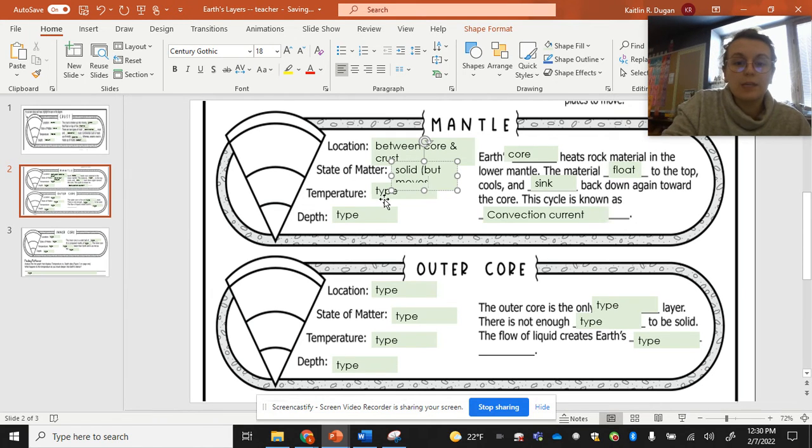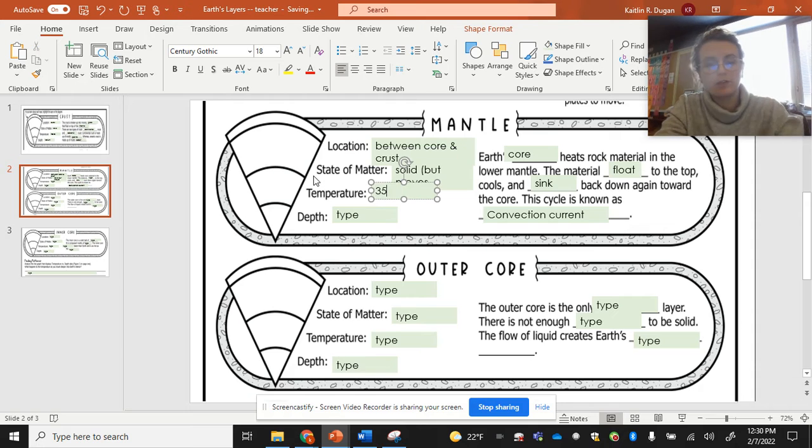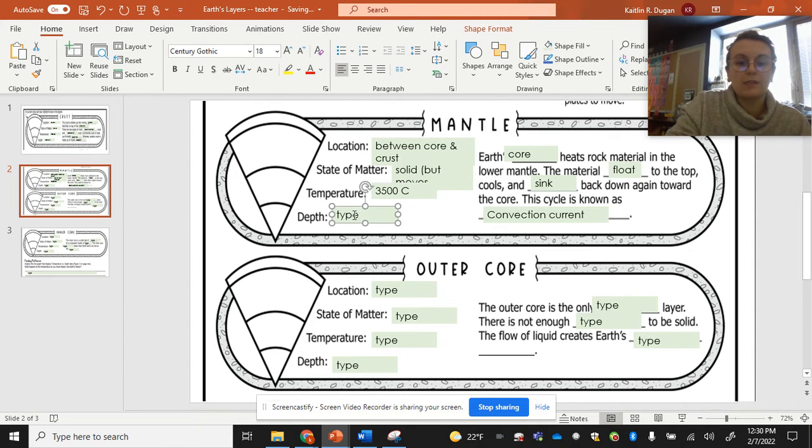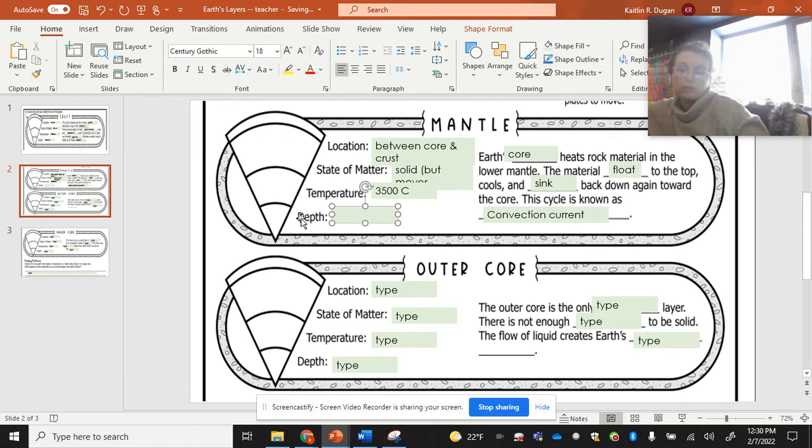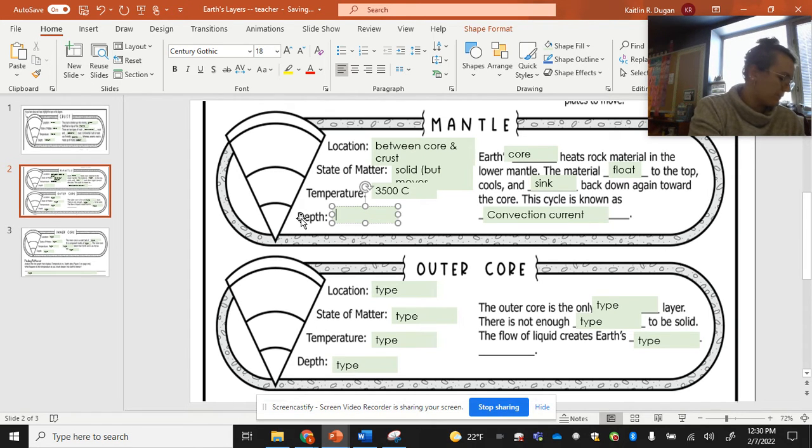All right. Now the temperature is significantly hotter than the crust and it is at 3,500 degrees Celsius. And the depth is significantly more also. Let me get my notes so I can tell you exactly which one it is because I get confused between the two. And so the mantle has a depth of 2,900 kilometers.